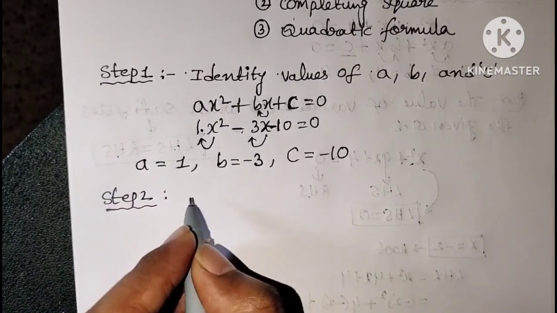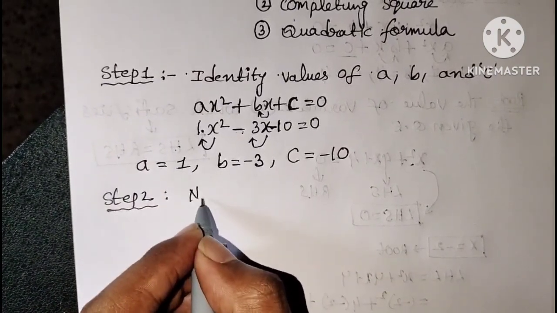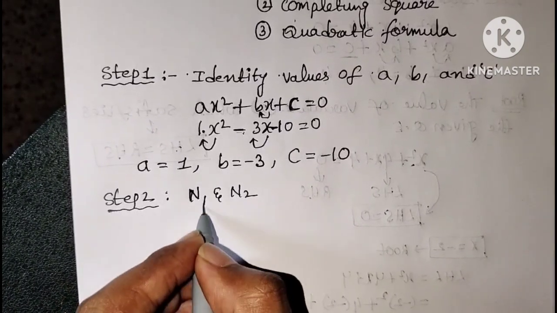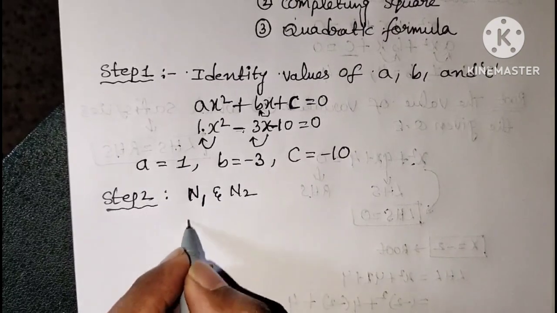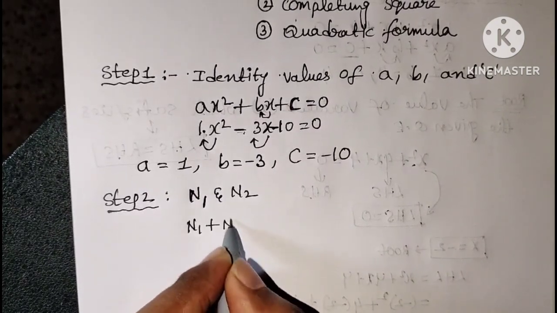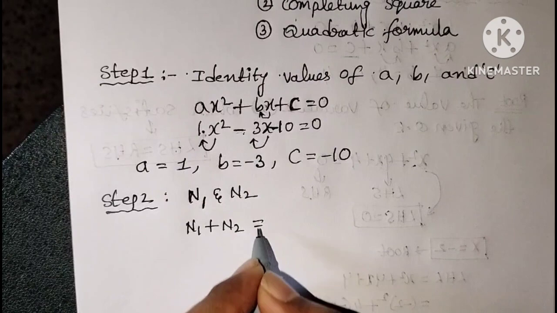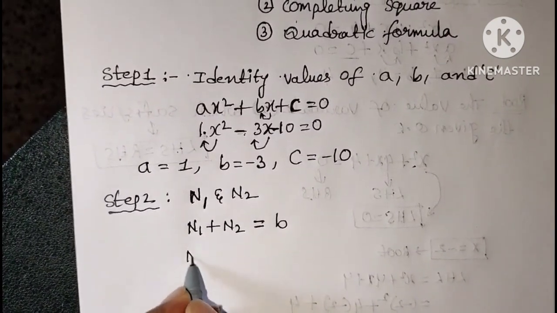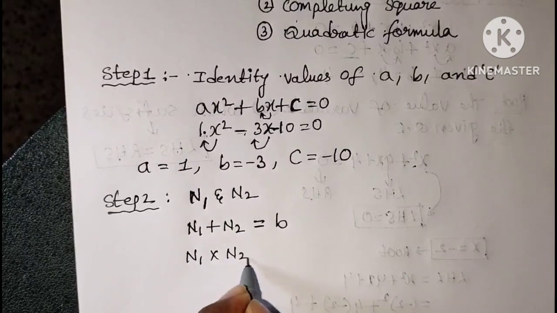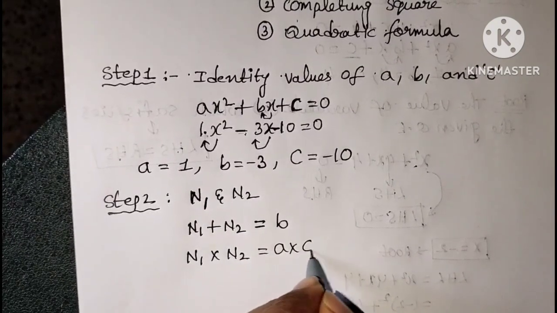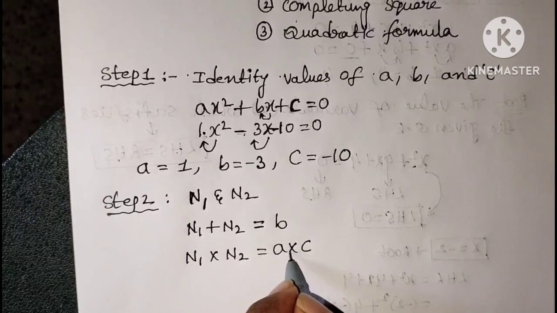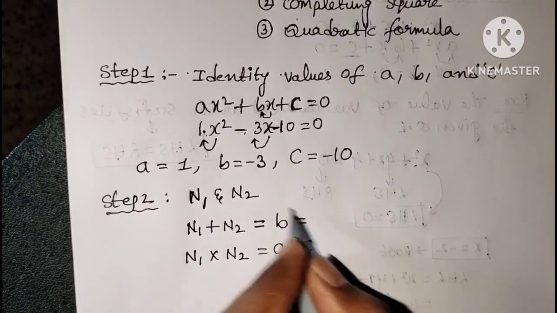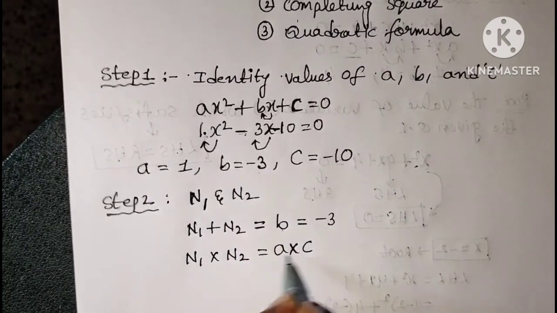Now we have to find two numbers n1 and n2. So we have to find two real numbers n1 and n2 whose sum is equal to b and whose product must be equal to a into c. Here b means the coefficient of x. So the coefficient of x here is minus 3, the b value.